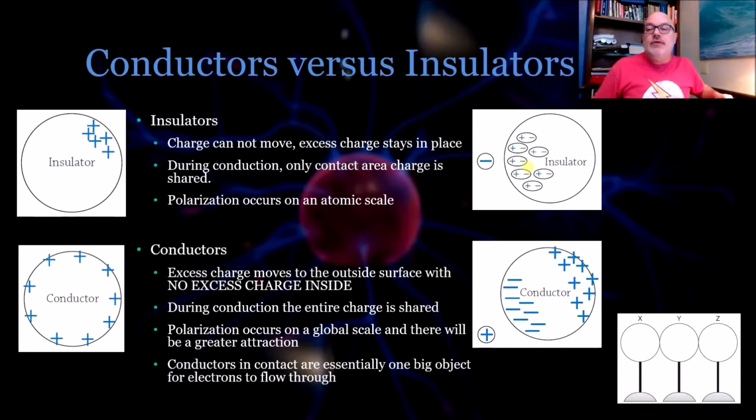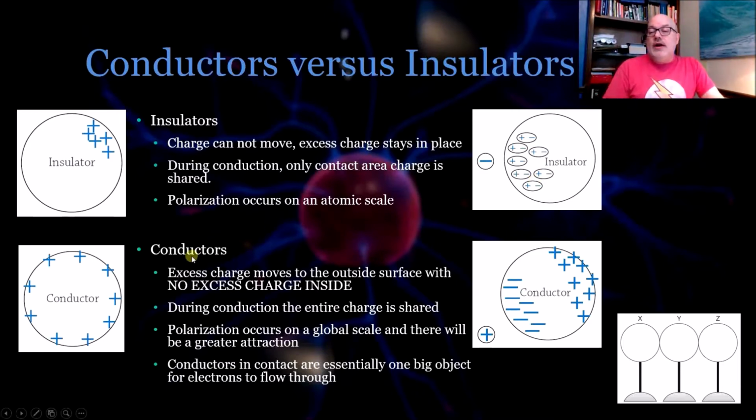Conductors versus insulators. Remember that insulators cannot let charge move. Charge stays in place. So if I put a net charge on an insulator like this, it's going to stay put. It can't go anywhere. So it's stuck. And when you polarize them, an interesting thing happens. They polarize on an atomic scale. These are my little pictures of atoms here, so they stay in their atomic structure, but the electrons spend more time on one side of the nucleus than the other. So you end up with a tiny net charge separation. So an insulator will still be polarized on an atomic scale.